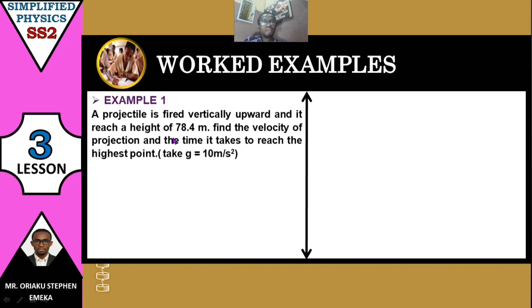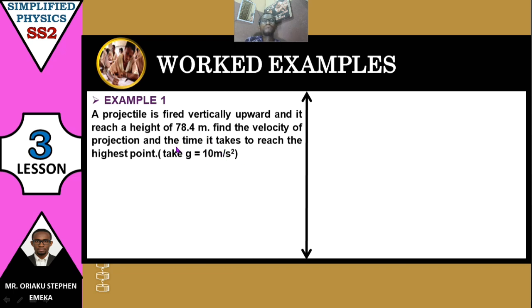A projectile is fired vertically upward, and it reaches a height of 78.4 meters. Find the velocity of projection and the time it takes to reach the highest point.